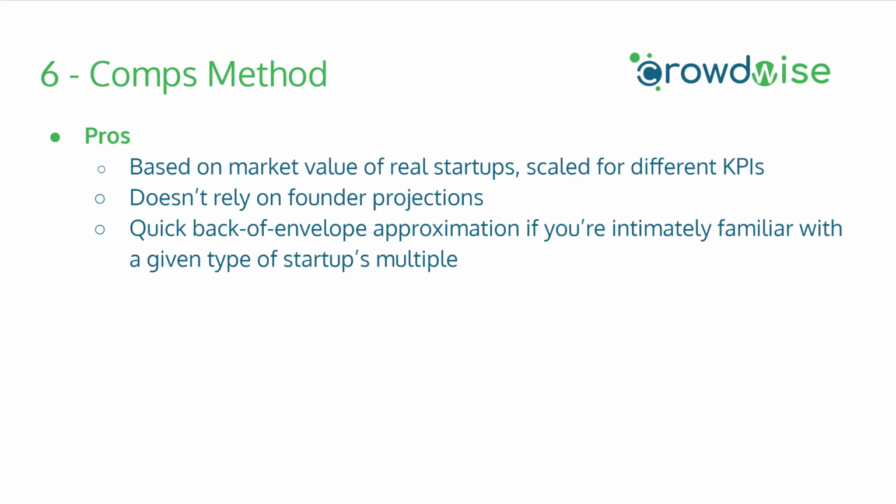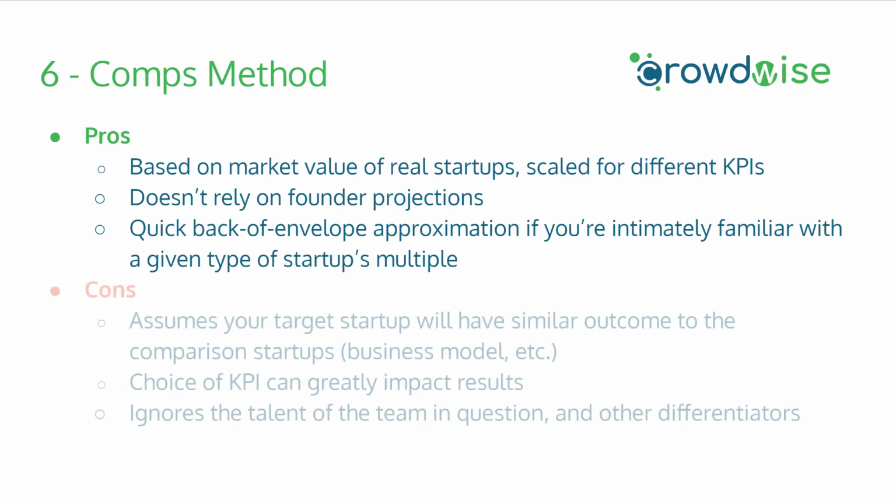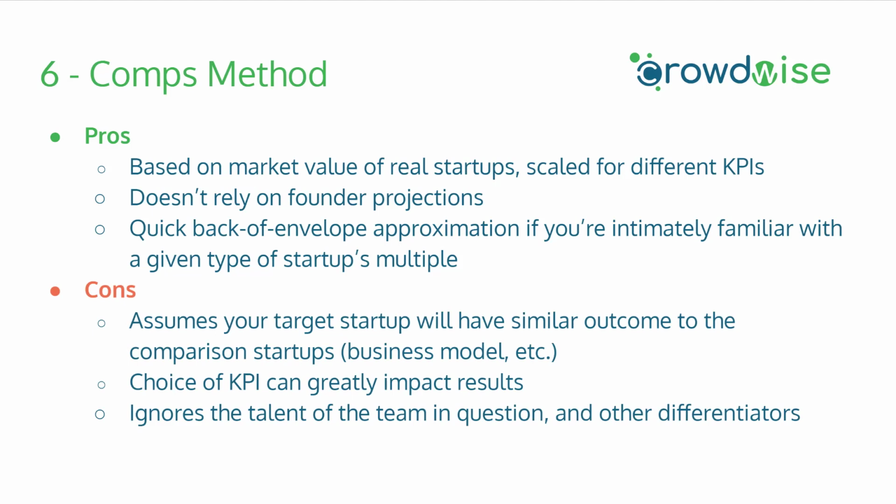And it's a quick back-of-the-envelope approximation if you're intimately familiar with a given type of startup and what their multiples are. Cons of this approach, first, it assumes that your startup is going to have a similar outcome to the comparison startups. So if they're very different in terms of business model or something else, you need to account for that. Also, the choice of KPI can greatly impact your results.